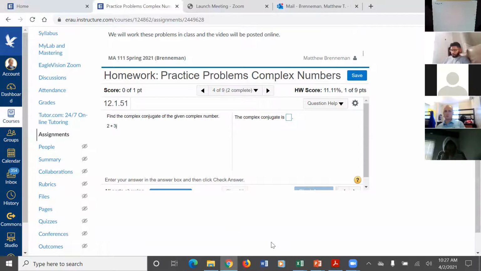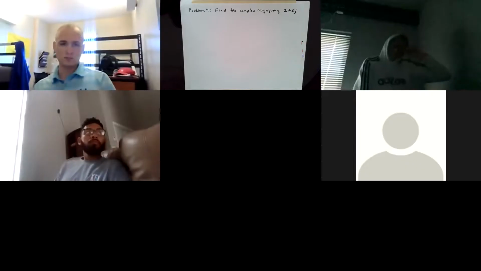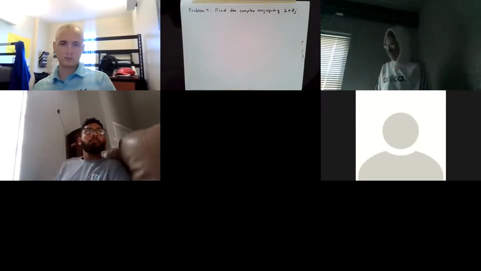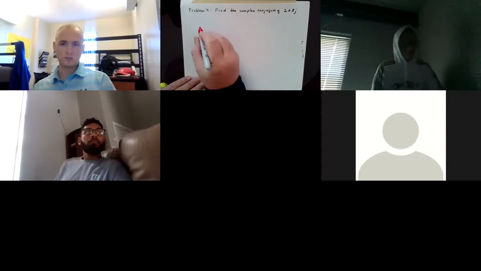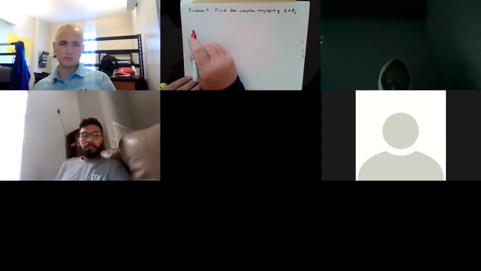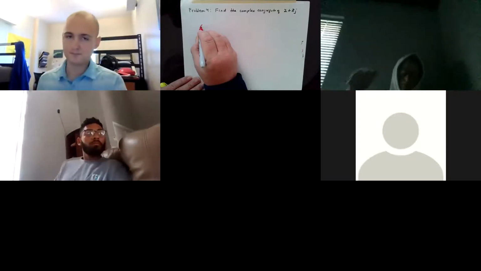Okay, so problem 4 just asks us to find a complex conjugate of a complex number. And for my particular problem, the number is 2 plus 3j. And so we recall how we get the complex conjugate. There's actually a symbol for the complex conjugate, but I don't think the book uses it. So I'm just going to write it in words.